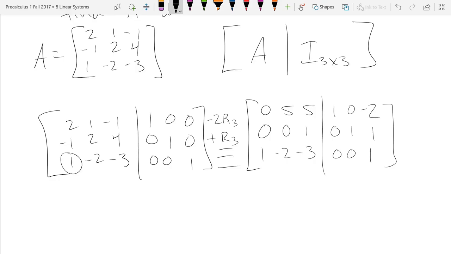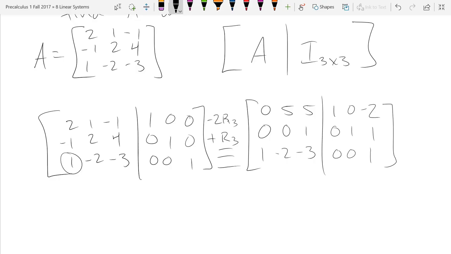And this is one of the last times that I'll do row operations for you. We've done a lot of row operations so far. So if you still have questions, make sure you ask them now. So any questions on that result right there?